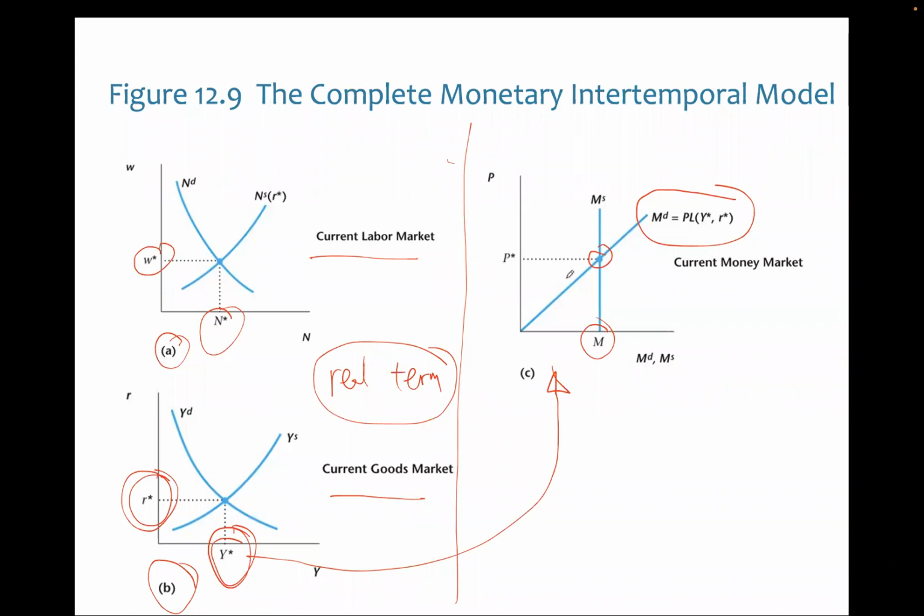So this is how we determine the following things. Let me write down: R, W, this is the price, N, this is labor supply, and Y, this is output. And then finally, we have just learned how price and the money supply are determined. This part is in real terms. These are nominal.